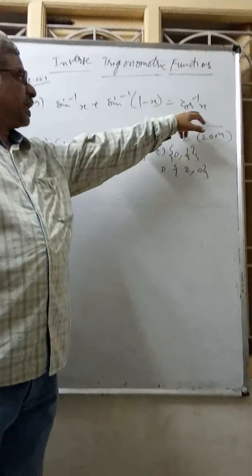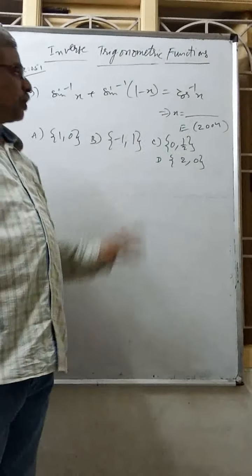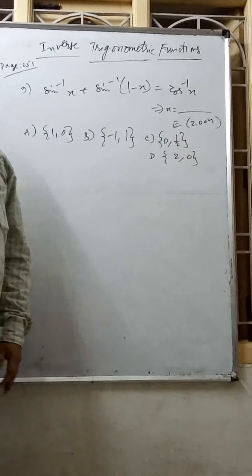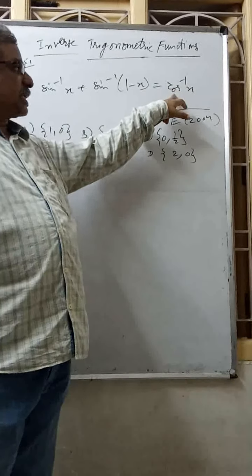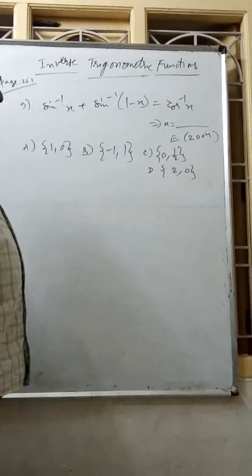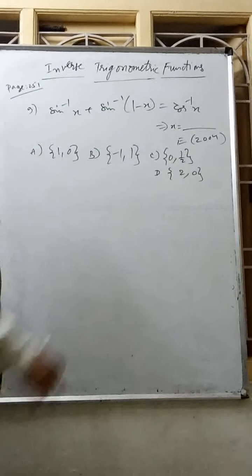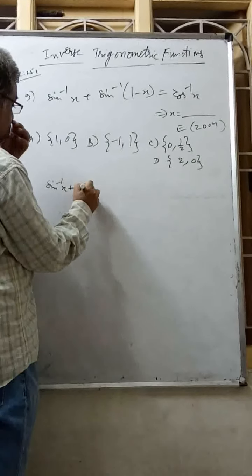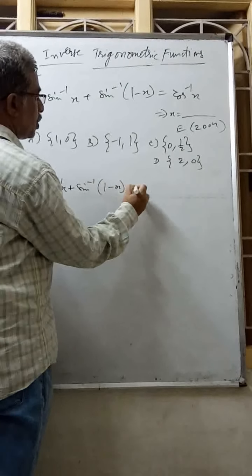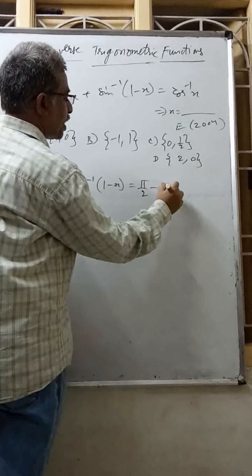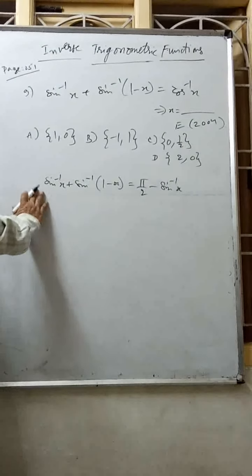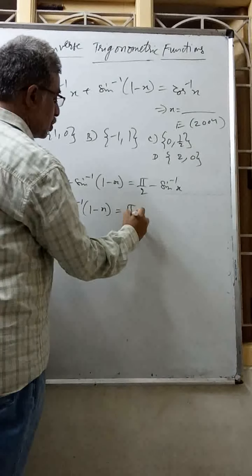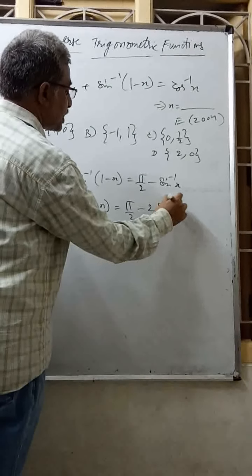Sin inverse x plus sin inverse of 1 minus x equal to cos inverse x, then x equal to? So first of all, cos inverse x I can convert into sin inverse x, because cos inverse x can be written as pi by 2 minus sin inverse x. Sin inverse x plus cos inverse x is always pi by 2. So what I want to say is sin inverse x plus sin inverse of 1 minus x is equal to cos inverse x, I will write pi by 2 minus sin inverse x. Now I will bring the sin inverse x to that side. So sin inverse of 1 minus x equal to pi by 2 minus 2 sin inverse x.